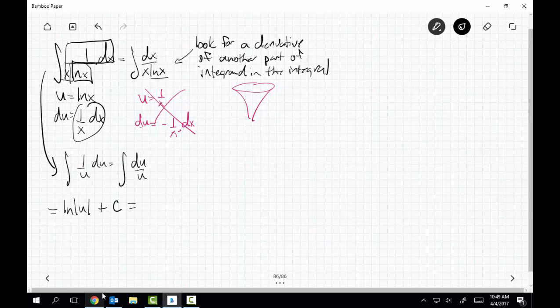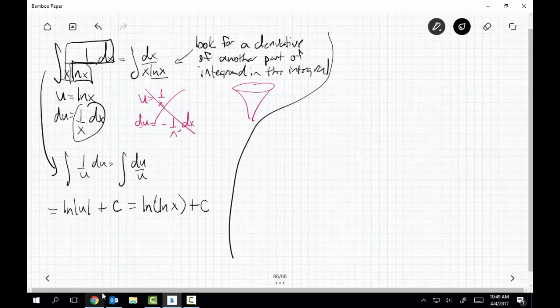This is equal to, I need to back substitute, right? Because I started with a function of x, and now I have a function of u. So this becomes the natural log of, wait, what was u again? Well, that's weird. Natural log of the natural log of x plus c. And I'm done. Let me do another one.